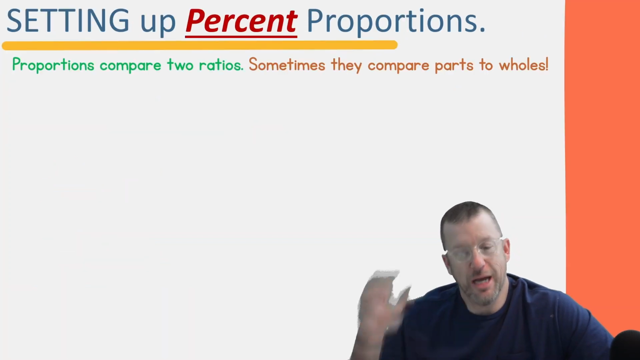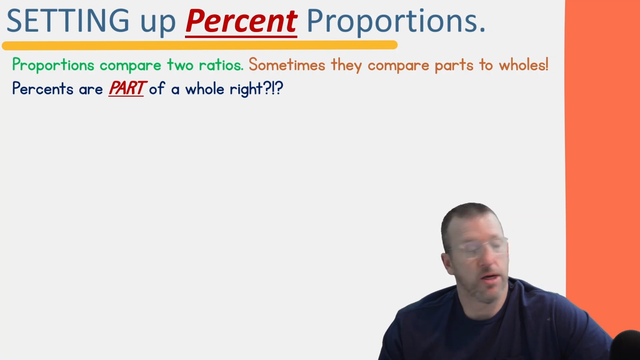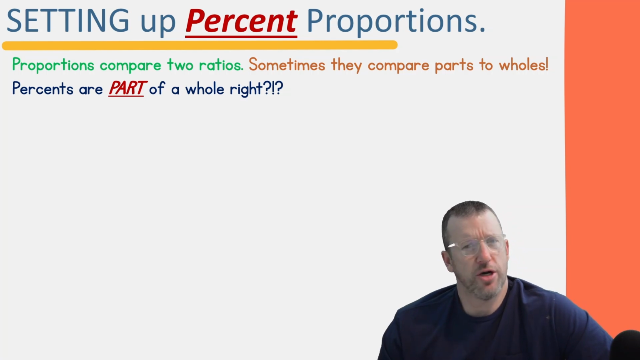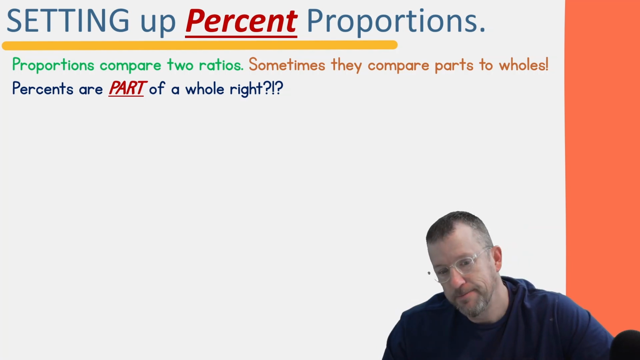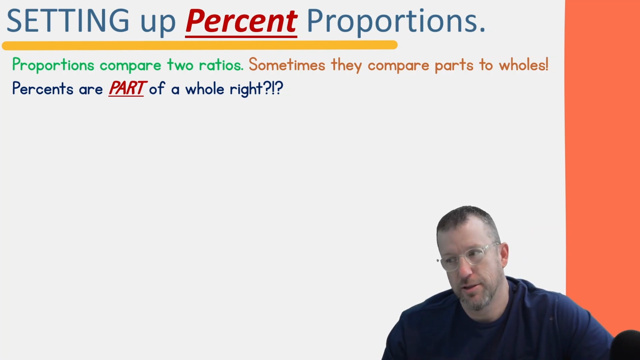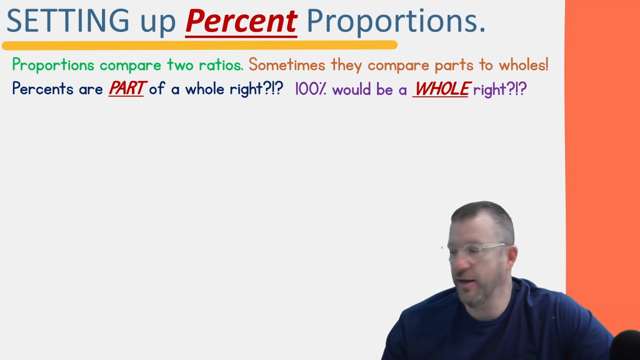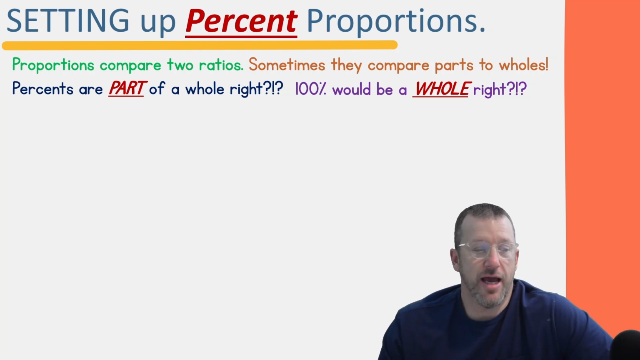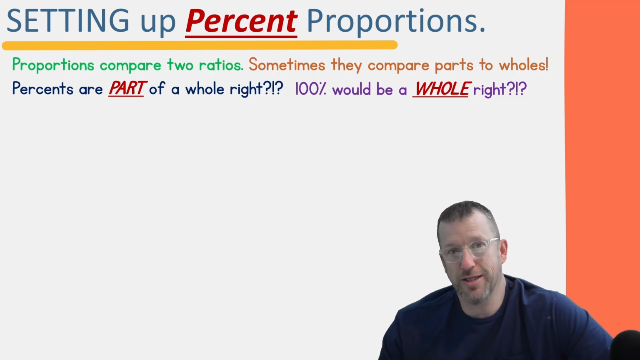Okay, so setting up proportions, the same thing, percent proportions, is all about comparing two ratios. And sometimes when we compare ratios, we talk about parts of something compared to the whole something. So percents are part of a whole, right? So if you ate 37% of a pizza, you ate part of the pizza. If you ate 87% of the pizza, you ate 87% of the pizza. And we know that 100% would be the whole, right? If I said I earned 100% of the money, I earned the whole stack of money. If I had to read a book and I said I read 100% of the book, I read the whole book. So percents are part of a whole.